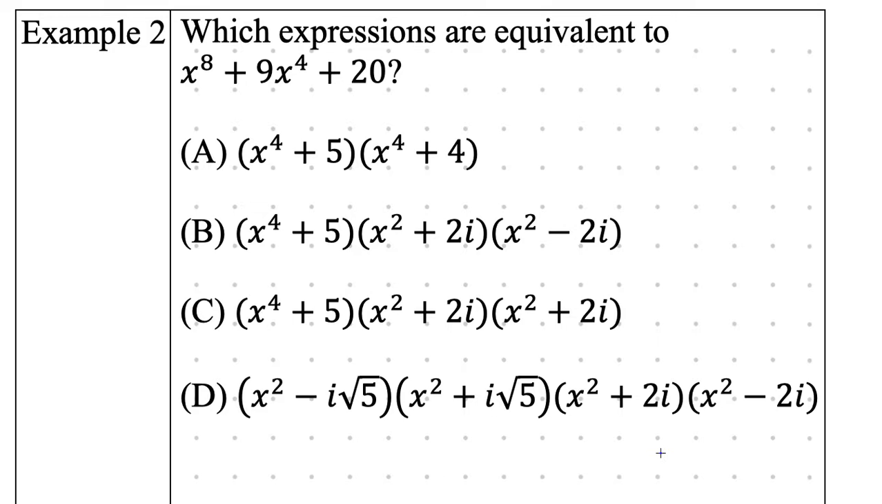Okay, let's do example 2 nice and quick so the iPad doesn't run out of battery. Which expressions are equivalent to that trinomial? A trinomial means we're doing the ninja star. Can anyone do the ninja star in their head? 9 and 20? 5, 4. That's easy. So that's going to be equal to something plus 5, something plus 4.